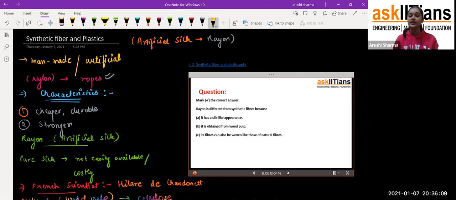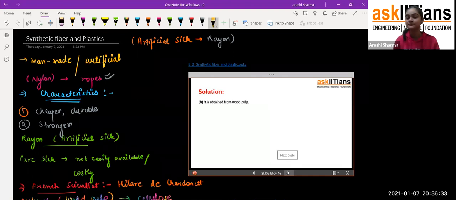See, as I've already told you, rayon is an artificial silk, but it is not a completely synthetic fiber. It is a semi-synthetic fiber because we get its source from a natural resource, which is wood pulp. So that is why rayon is different from synthetic fiber. So the answer for this question is that it is obtained from wood pulp. So the correct option is B here.